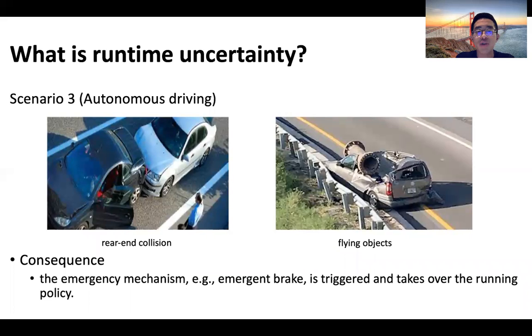In the autonomous driving scenario, the self-driving vehicles can confront some bad events that its monitors can hardly observe, like rear-end collisions, flying objects, or some harsh weather or intrusion events. In these cases, the designed policy will be replaced by an emergency policy, for example, emergency brake.